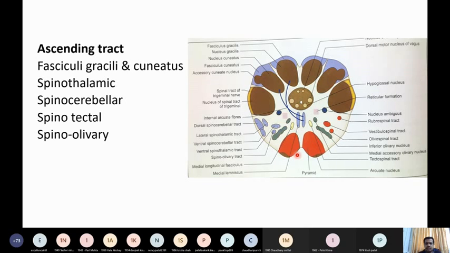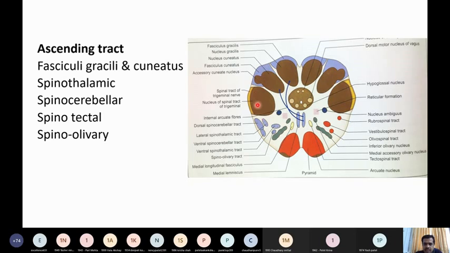Now, that much is related to gray matter. We'll see some tracts now, which are present in the white matter. There are a few ascending tracts at this level. The ascending tracts are, you can see, behind the gracile nucleus there is the fasciculus gracilis. Behind the cuneate nucleus we can find the fasciculus cuneatus. So fasciculus gracilis and fasciculus cuneatus.